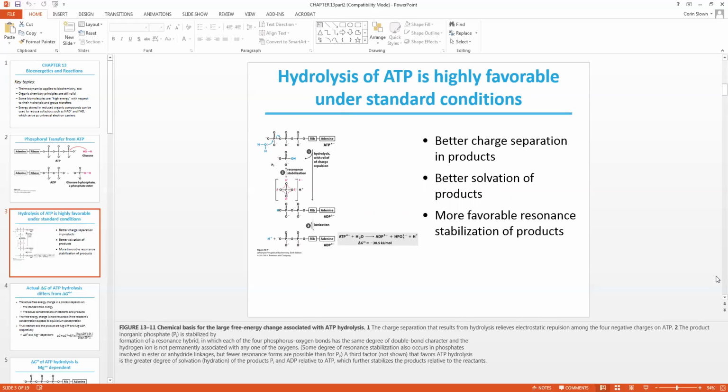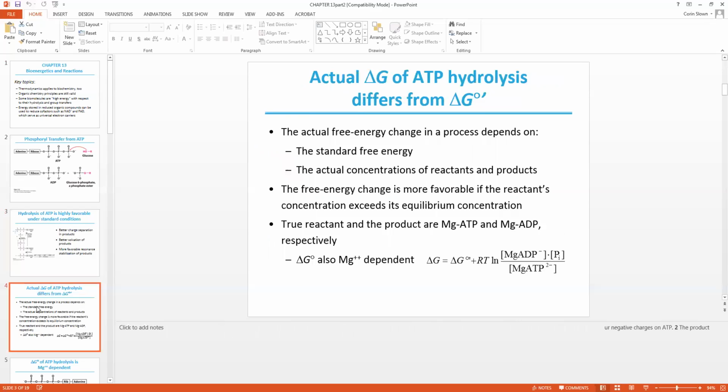So one of the things that's interesting here is that the charge separation that results from hydrolysis is really what relieves the electrostatic repulsion. And if I think about inorganic phosphate, that's going to be stabilized by resonance, where essentially I can move that double bond to each of the oxygens with the same degree of double bond character, right? So that charge is distributed. And we also recognize that ATP hydrolysis has a greater degree of solvation or hydration relative to ATP, which also stabilizes the products relative to the reactants.